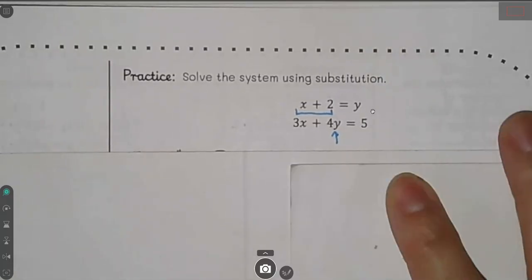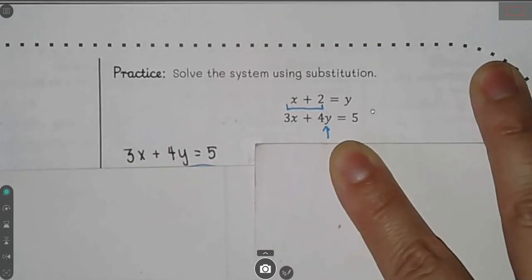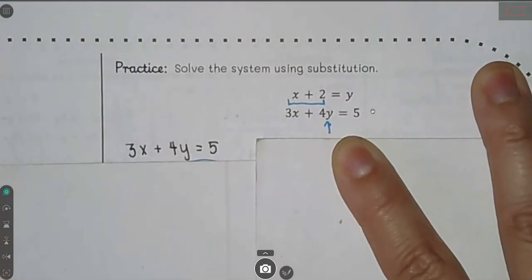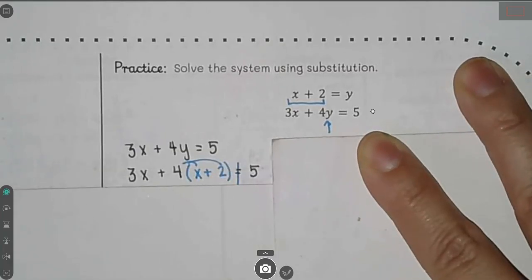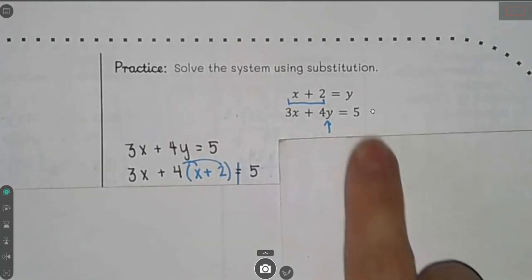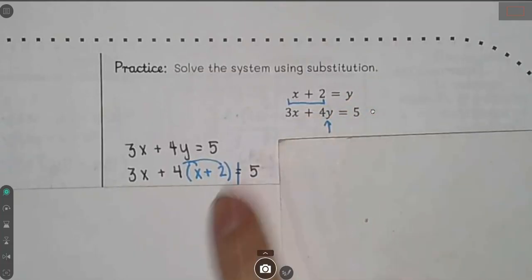So, you're going to rewrite this equation, but instead of y, you're going to write x plus 2, because y equals x plus 2. So I'm replacing y with x plus 2. Can you guys take it from here?